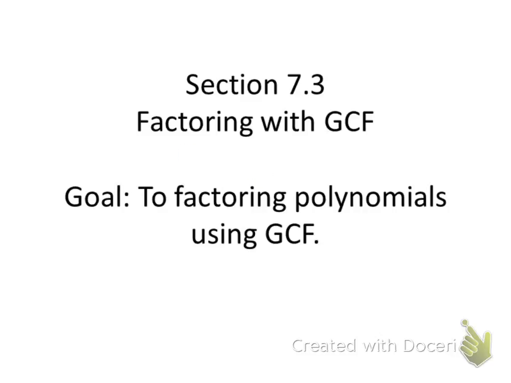It just undoes distributing. So today we're going to undo just single distributing, and we're going to do it using the greatest common factor. So our goal is to factor polynomials using the GCF. So it's a combination of what we did in 7.1 and in 7.2. Any questions before we get started?